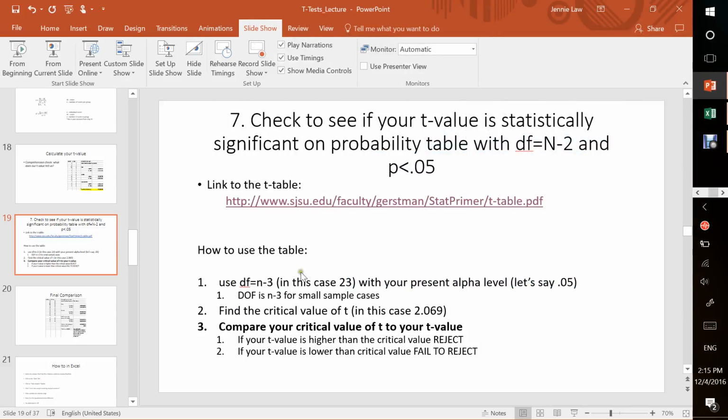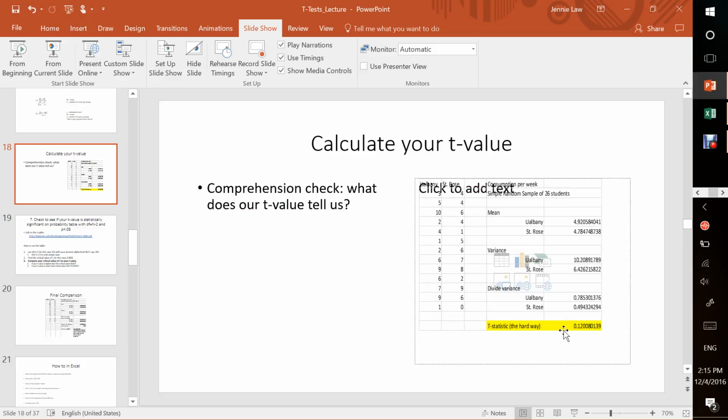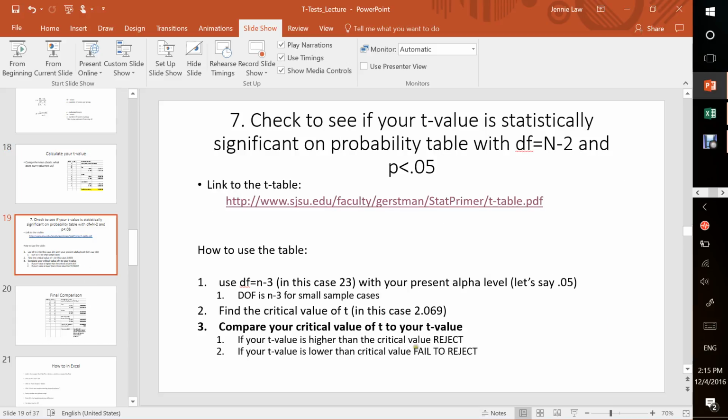Okay, so just remember 2.069. And those steps are used right here to tell you how to use the table. We found our critical value. Your next step is to compare the critical value, that 2.069 that we found in the table, to your t value. And our t value, if you'll remember, was 0.12008. So if your t value is higher than the critical value, you reject. But since 0.12 is lower than 2.069, what we're going to do is fail to reject our null hypothesis. We're saying that there's not enough evidence to tell us that our means are statistically different.